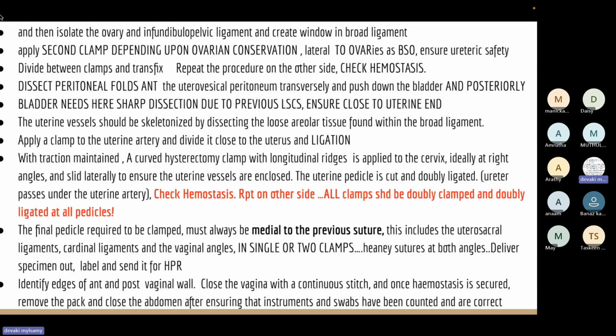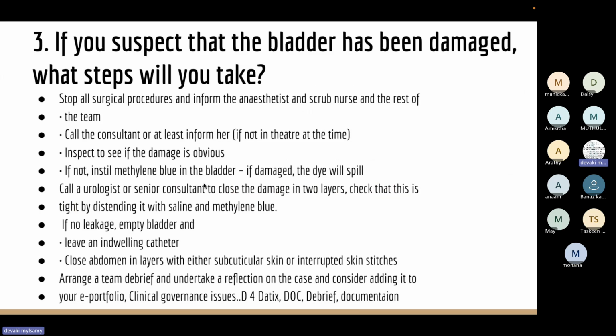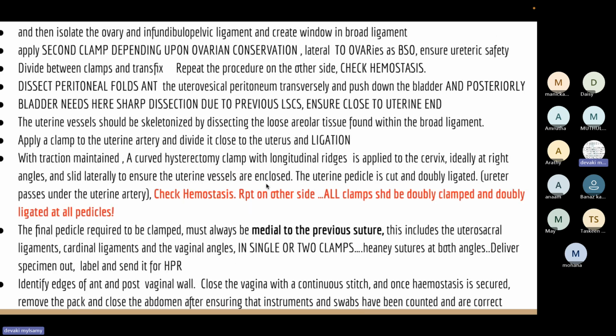Here, adequate traction will be maintained by your assistant. Adequate traction plays a very important role throughout the hysterectomy. In the beginning also you can say that adequate traction plays a very important role in the hysterectomy. Apply a clamp to the uterine artery, divide it close to the uterus, and ligate. With the traction maintained, a curved hysterectomy clamp with longitudinal ridges is applied to the cervix, ideally at right angle. Slide laterally to ensure the uterine vessels are enclosed. The uterine pedicle is cut and doubly ligated.